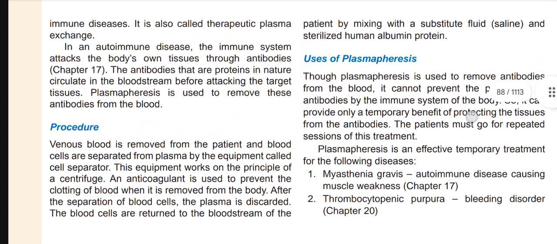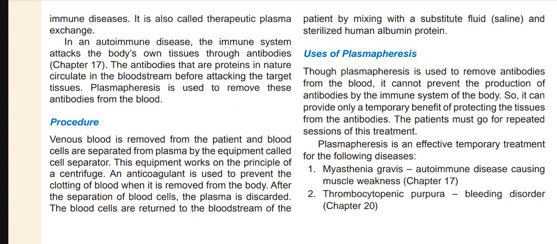So, what is the procedure? First of all, the venous blood is removed from the patient and blood cells are separated from the plasma by equipment called a cell separator. This equipment works on the principle of centrifuge. An anticoagulant is also used to prevent the clotting of the blood when it is removed from the body.